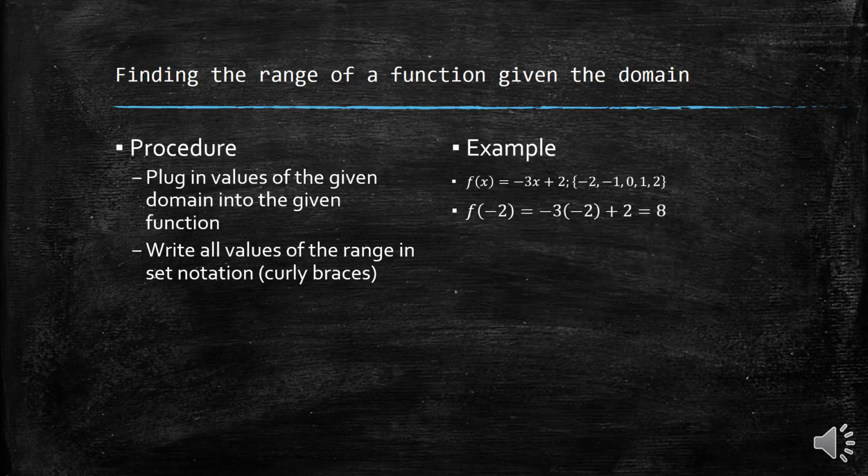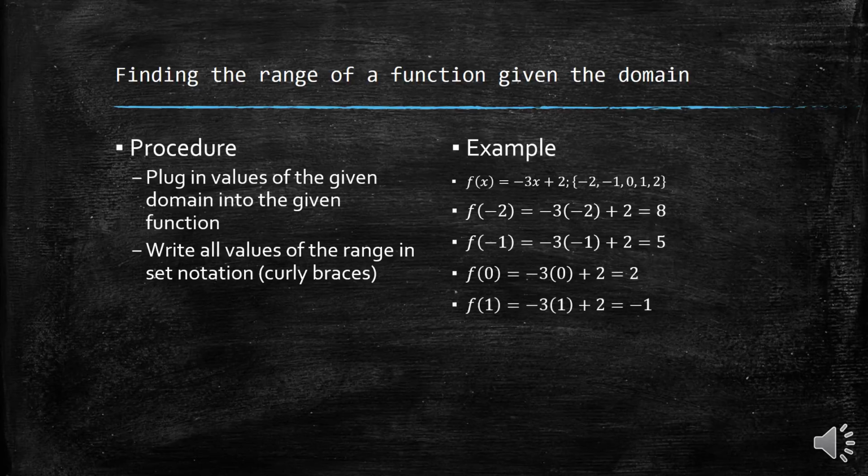So f of negative 2, when I plug in negative 2 for x, is equal to 8. F of negative 1, after doing the arithmetic, is 5. F of 0 is 2. F of 1 is negative 1. And f of 2 is negative 4.